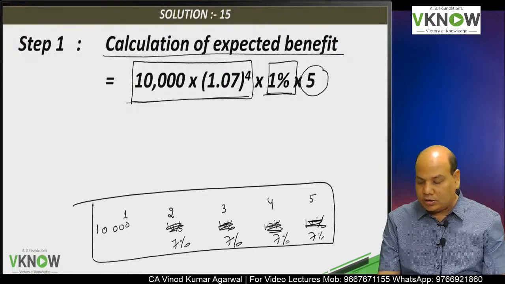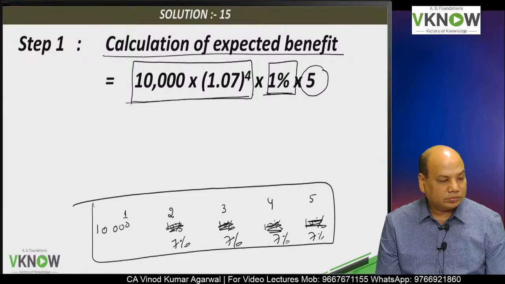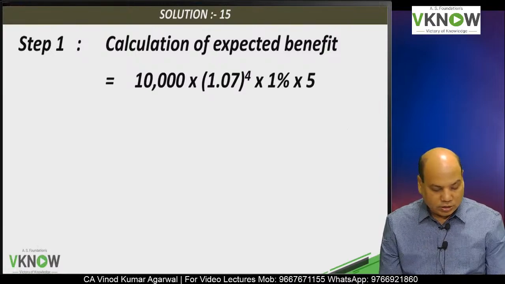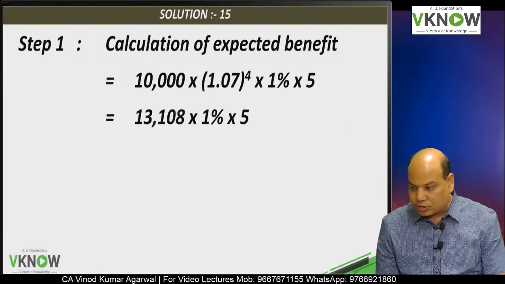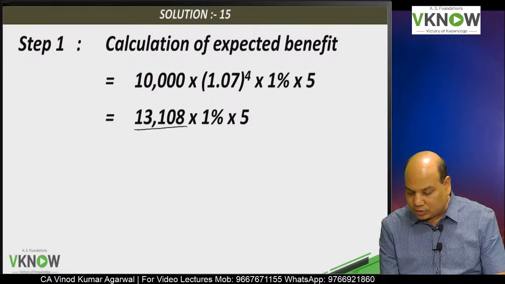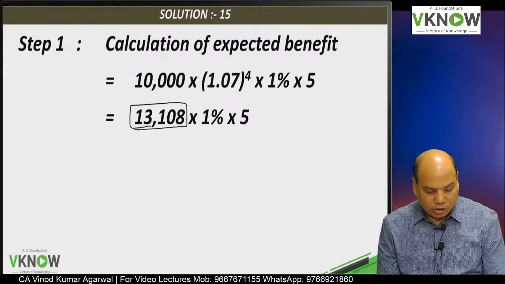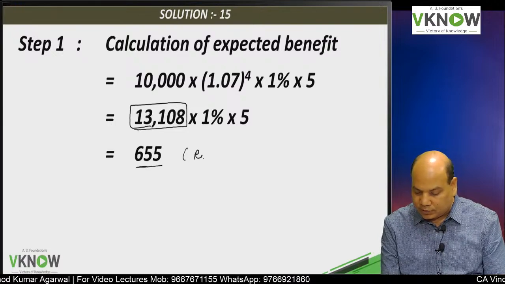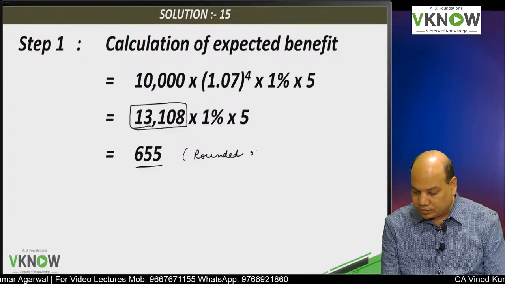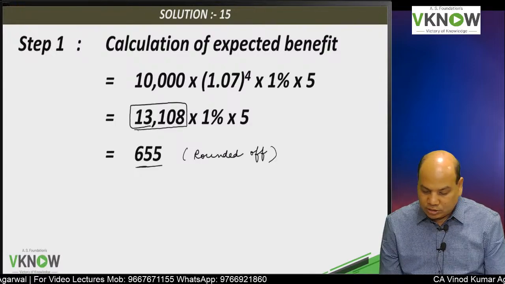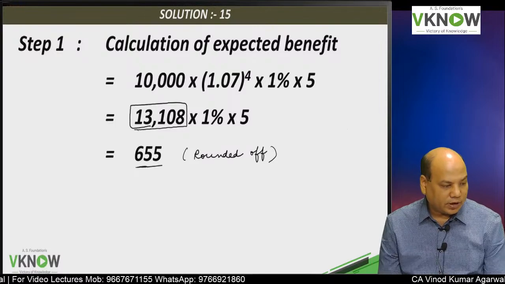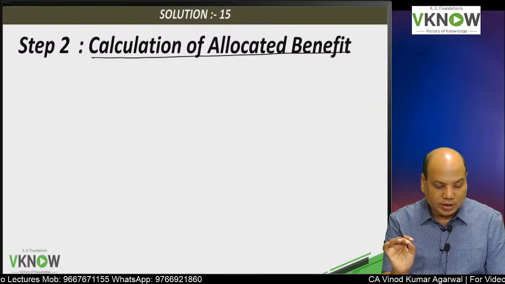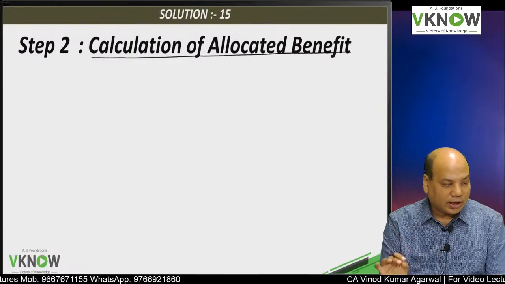Very important. Anybody please reply, what is the answer of this calculation? So the last salary is 13108 into 1% into 5 years. So that comes to 655, rounded off. This is the amount payable after 5 years. He will serve for 5 years. So per year the benefit will be allocated as follows.